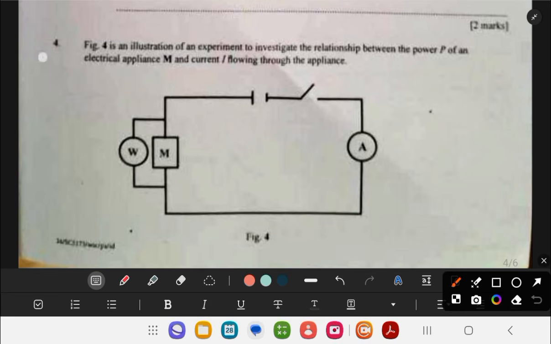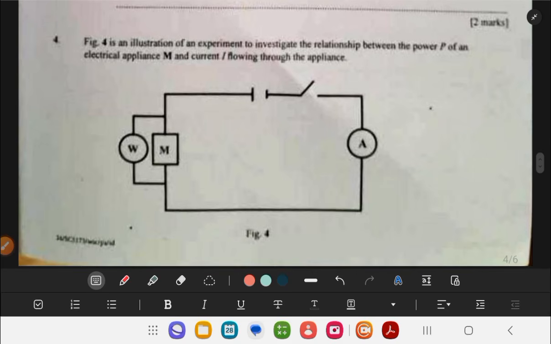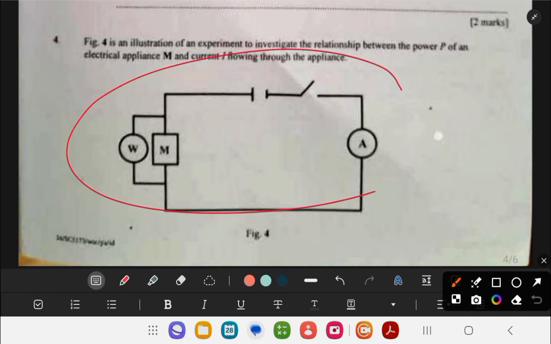Then the next question, question 4, says figure 4 is an illustration of an experiment to investigate the relationship between power P of an electrical appliance M and the current flowing through the appliance. So this is the figure. This is the electrical appliance, and I want to know the current that is flowing through it.